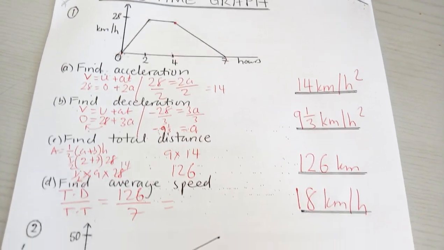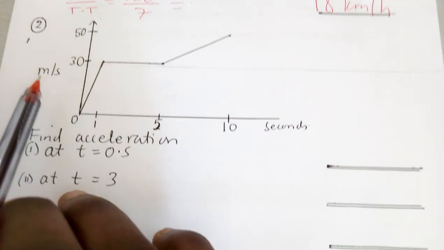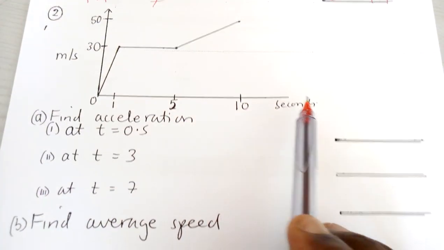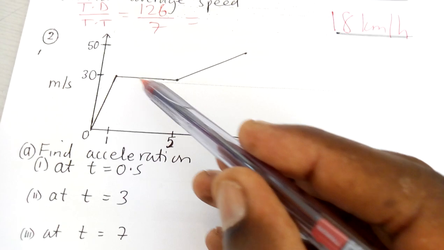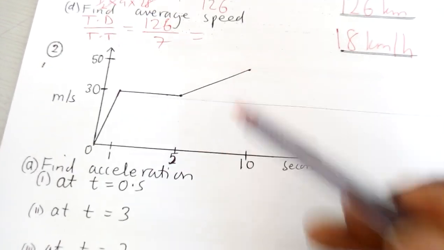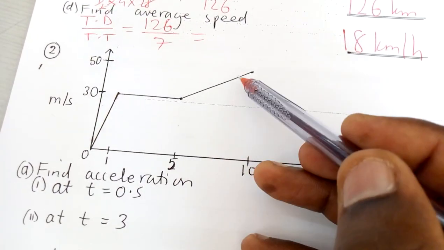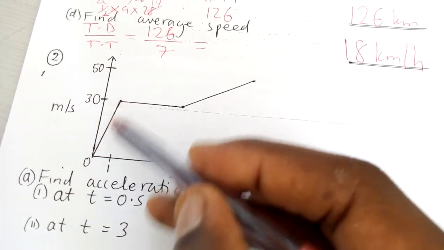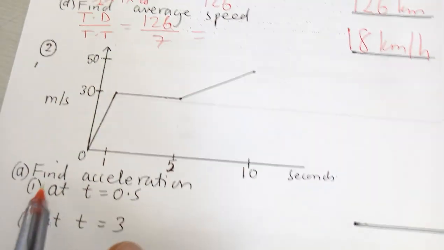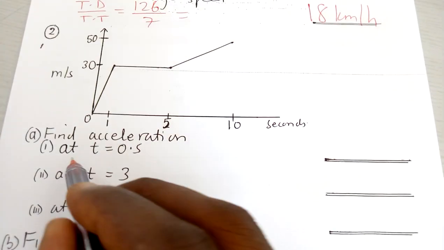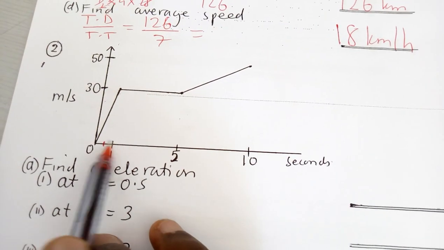Now let's look at our second example. Here we have another speed time graph that is in meters per second and given in seconds. When you look at our graph, we have got acceleration, constant speed, and another acceleration. But remember, this acceleration is more steep than this acceleration. This means here, the acceleration was higher than at this position. Now, we are supposed to find acceleration at time 0.5. Remember, 0.5 is somewhere here.